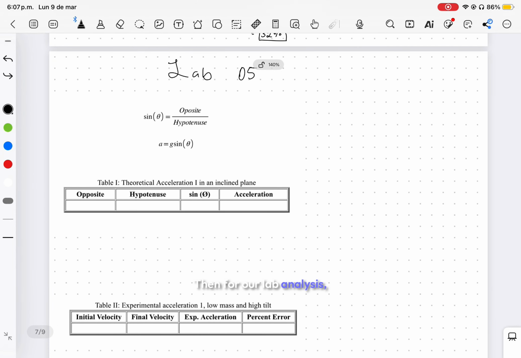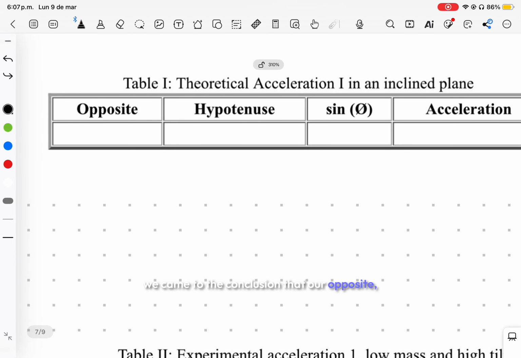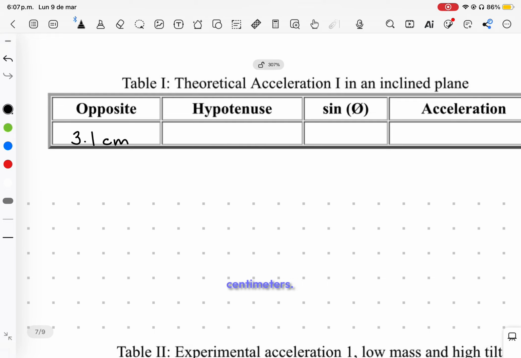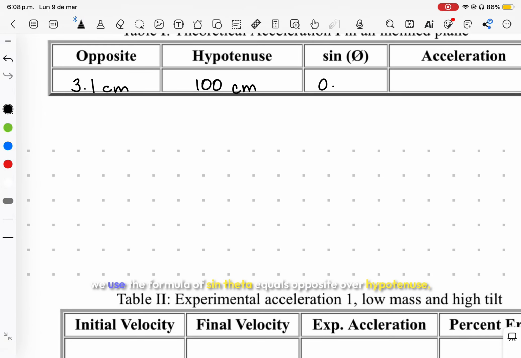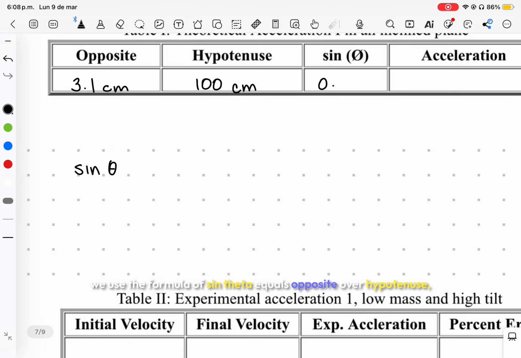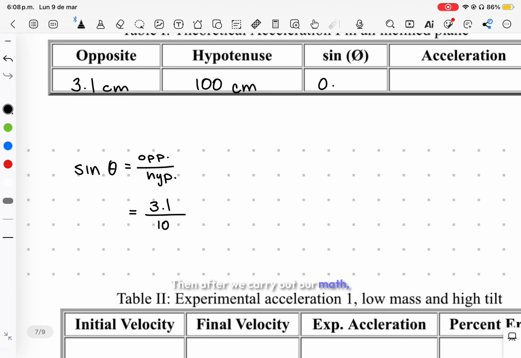Then for our lab analysis, we found that our opposite, which is our height, was 3.1 centimeters. Our hypotenuse is 100 centimeters, which is equivalent to 1 meter. And our sin theta is what we're about to calculate. To begin with, we use the formula sin theta equals opposite over hypotenuse, and we plug in our values, 3.1 over 100. After we carry out the math, we get sin theta equals 0.031.